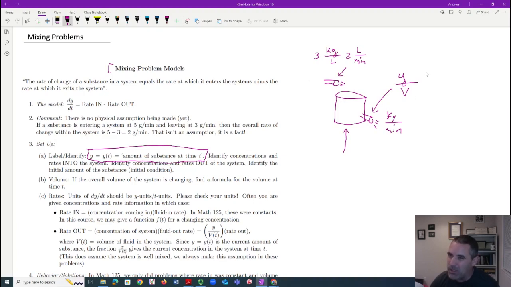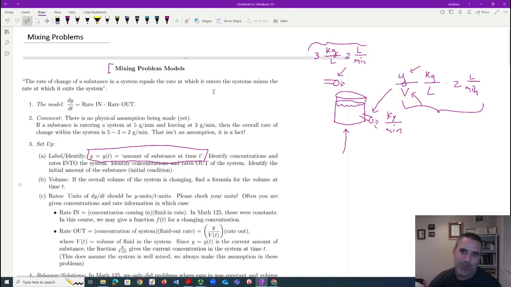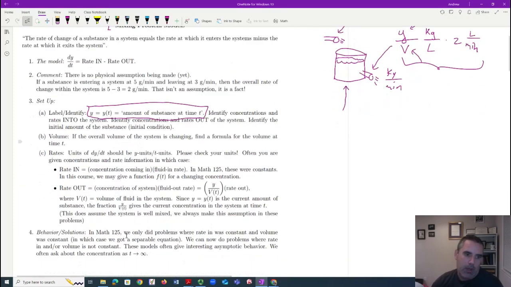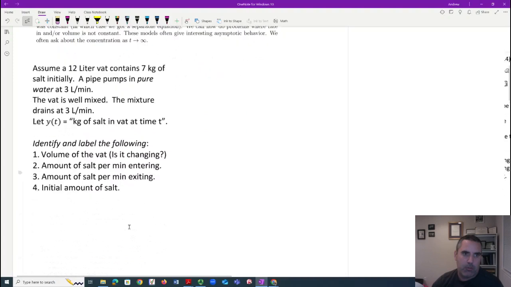On the way out, the concentration is changing. And so this is changing, and sometimes the volume is changing too, the volume of the tank. Most of the problems we do in Math 125, the volume's constant, times the flow. So that's how these problems go, and I'll do these in these problems. But basically, you just figure out how many kilograms per minute are going in, how many kilograms per minute are going out. That will depend on Y. The units can help you, all this stuff I say here. We often ask about long-term behavior, but let's dive into a problem.